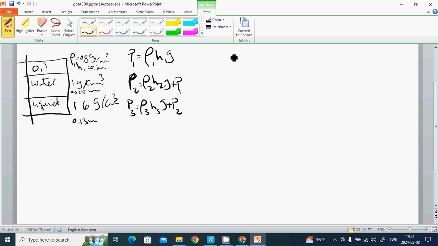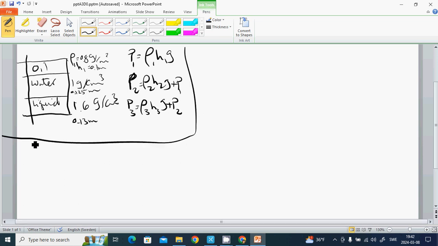The air pressure in 1 atmosphere equals 760 torr, millimeter Hg, which is 1013 millibar, and it is 10 newton per centimeter squared. And P is rho g h in any way.